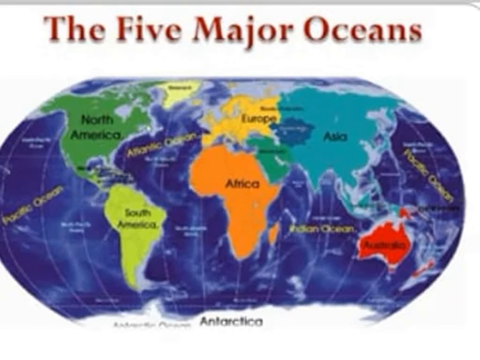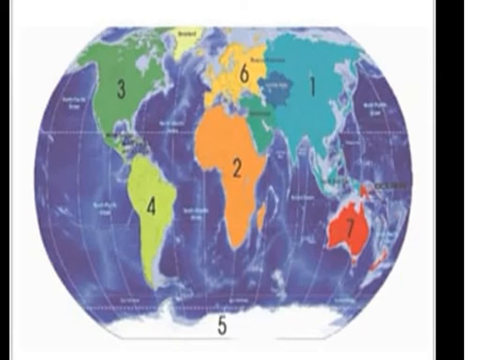Okay children, next we will learn about the continents. Very large land masses are called continents. See children, large land masses are called the continents. There are 7 continents on the surface of the earth. Their names, what are those? Asia, Africa.